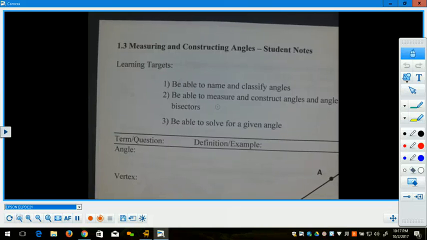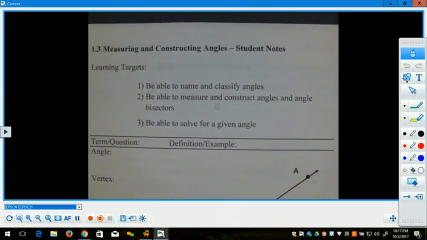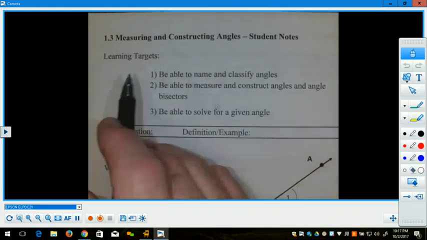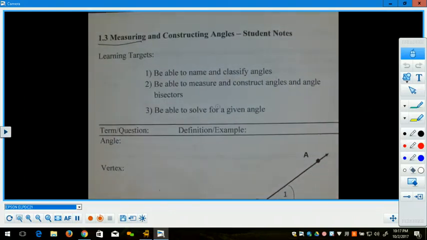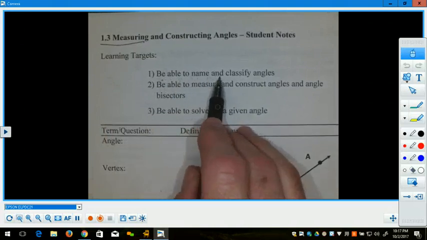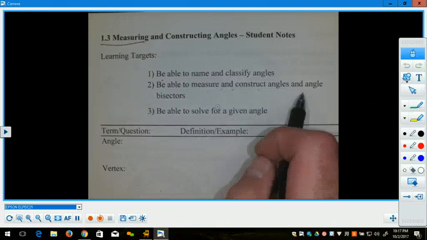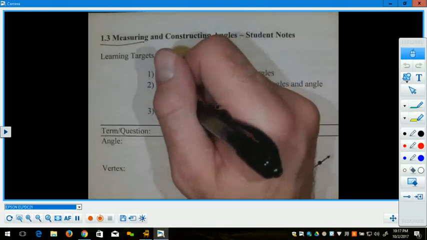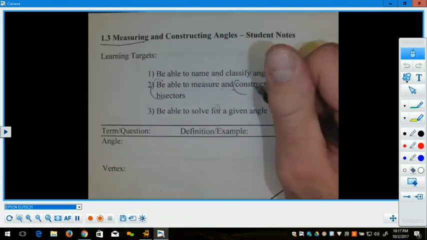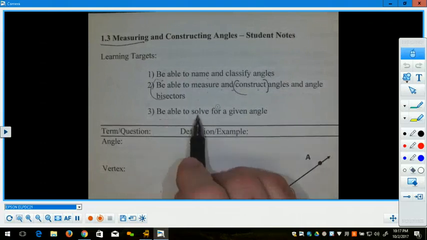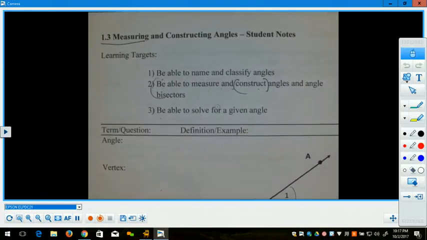Well, welcome to lesson 1.3, measuring and constructing angles. We're looking at our student notes. Our learning targets for this lesson are measuring angles and working with angles. You'll be able to name and classify angles, and measure and construct angles and angle bisectors. The construction part we're going to hold off on until a later date this week, and be able to solve for a given angle.